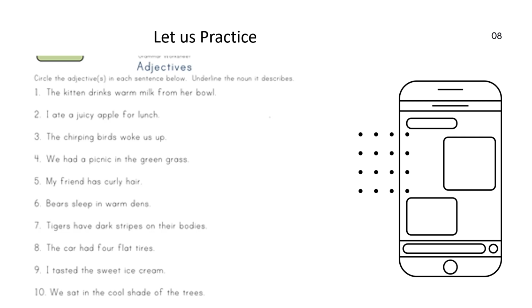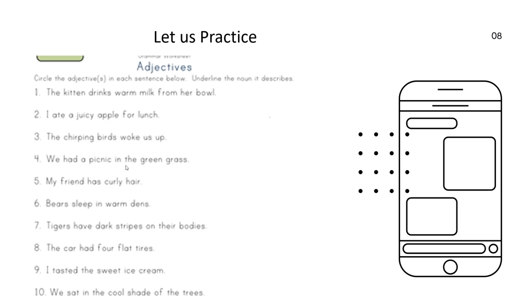Alright, let me go ahead and read through with you. The kitten drinks warm milk from her bowl. If you're saying warm, you're correct. And warm is describing the noun milk. I ate a juicy apple for lunch. Juicy is our adjective describing an apple. The chirping birds woke us up. Chirping is our adjective describing birds.